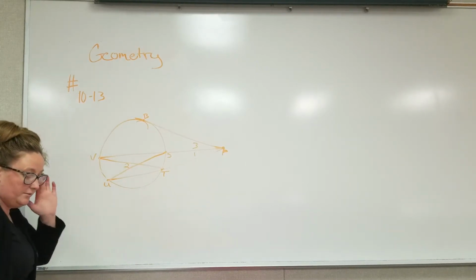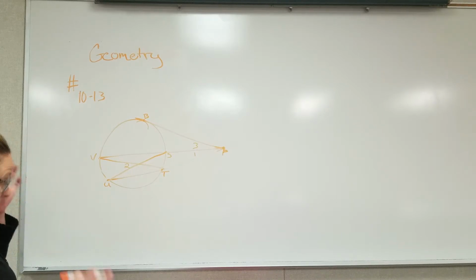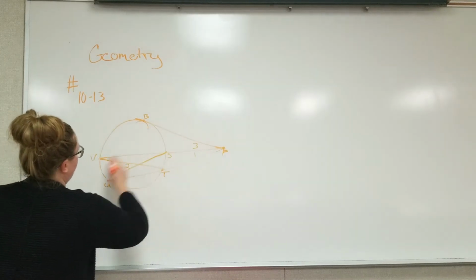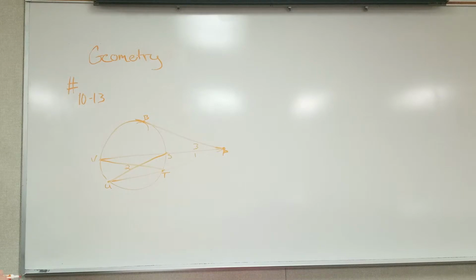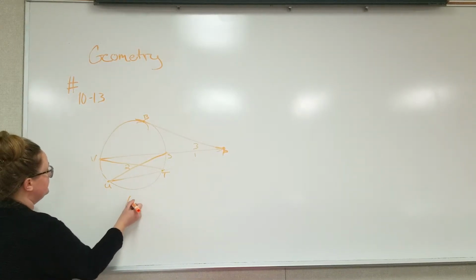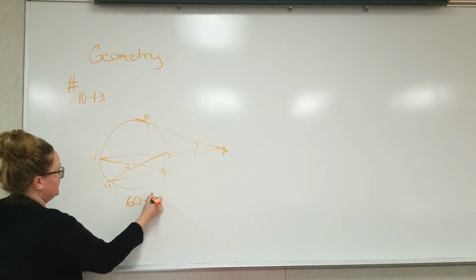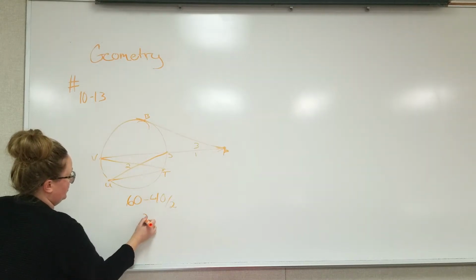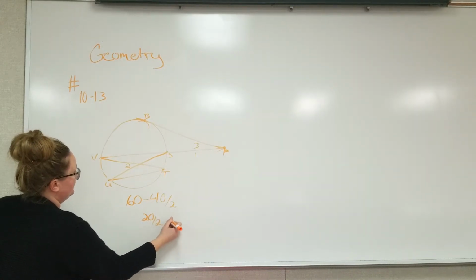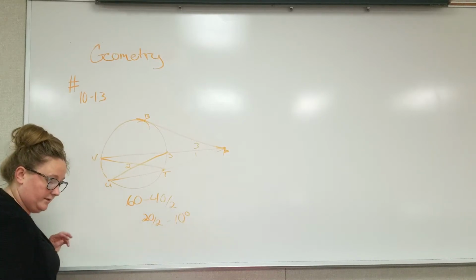All right, number 3, they ask for the measure of angle 3, which is formed by a tangent, this is a tangent, and a secant intersecting outside the circle. It's the same as two secants. It's half the difference of the intercepted arcs. So the bigger arc is VB, so you're going to say VB is 60. 60 minus, what's the smaller one? 40, divided by 2. So 60 minus 40 is 20 divided by 2. So the measure of angle 3 is 10 degrees, all right?